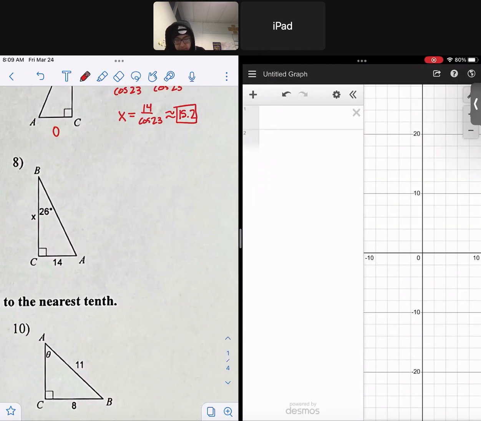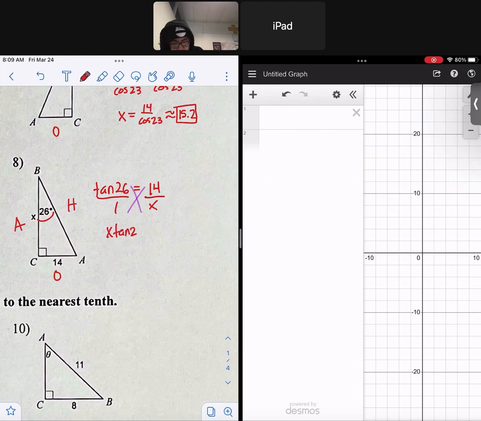Number 8. In the perspective of this angle, we have the opposite side, hypotenuse, and adjacent. So this is definitely going to be O and A for tangent. Tan of 26 equals opposite over adjacent. Cross multiply, we get x tan 26 equals 14. Again, we need to isolate the x. We need to divide both sides by tan 26.